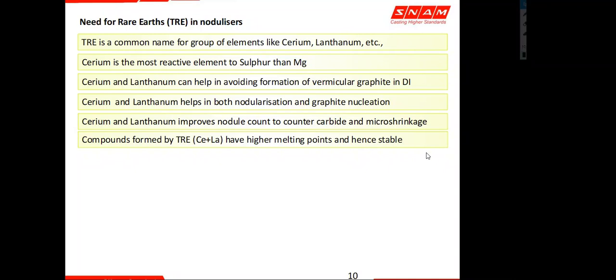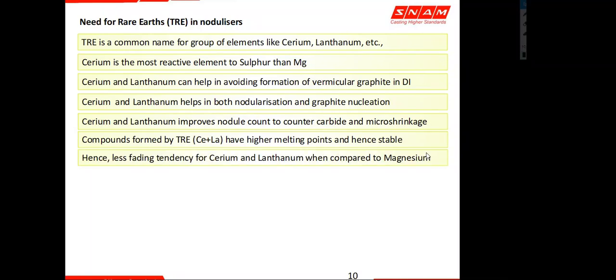Compounds formed by cerium and lanthanum have higher melting points and hence are stable. We need compounds which are stable in our operating conditions: our melting temperatures are around 1550, 1560, and our pouring temperatures will be around 1400 or so. So we need compounds formed by the elements present that are stable for the entire pouring time. Cerium and lanthanum form stable compounds, and hence have a lesser fading tendency than magnesium, because the compounds formed by magnesium have a tendency to dissociate, as they are less stable.